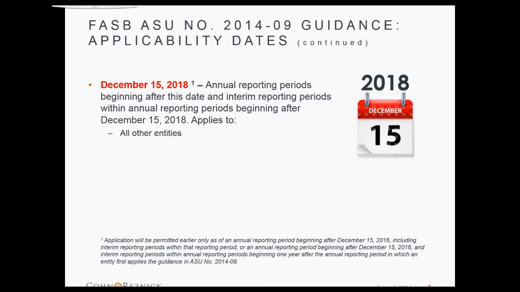In this case, all prior periods presented in the financial statements would be presented as though the new guidelines had always been in effect, with the optional use of one or more of the following practical expedients. 1. Entities would not need to restate completed contracts that began and ended within the same annual reporting period.